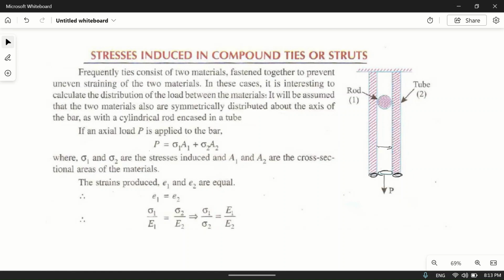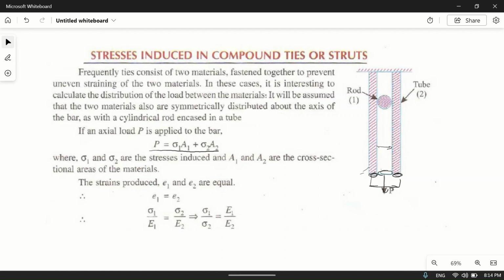Load P is equal to sigma 1 A1 plus sigma 2 A2, meaning the stress in this tube times the cross-sectional area of the tube, plus the stress in the second material times its area. And how much will the strain be? When load P is applied, this will try to elongate. Even if one is stronger and one is weaker, these two will elongate together because they are holding each other. So in that case, strain in one is equal to strain in two.